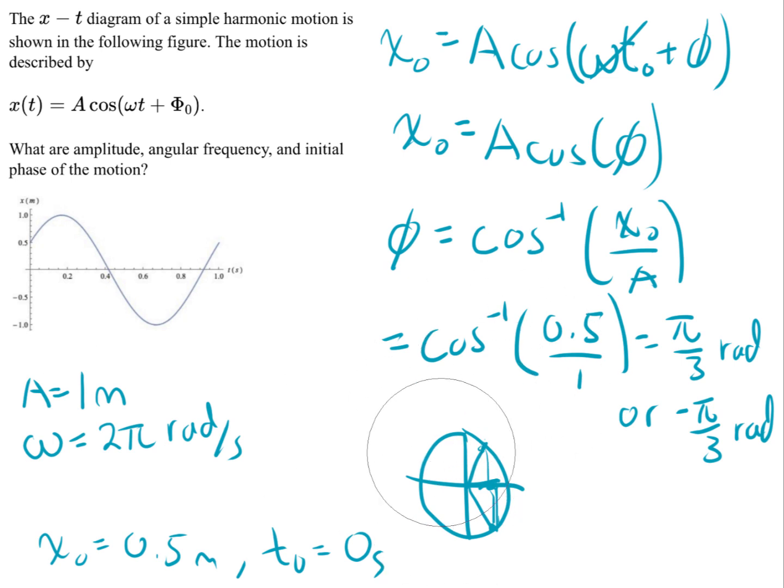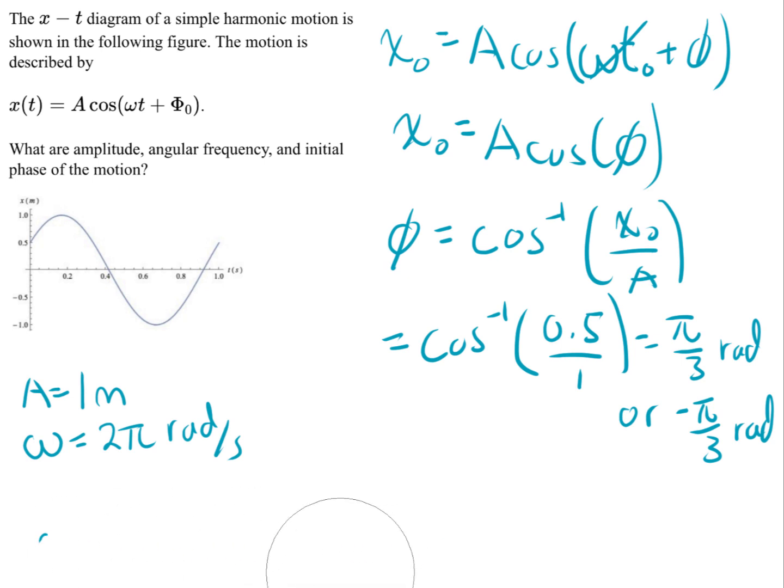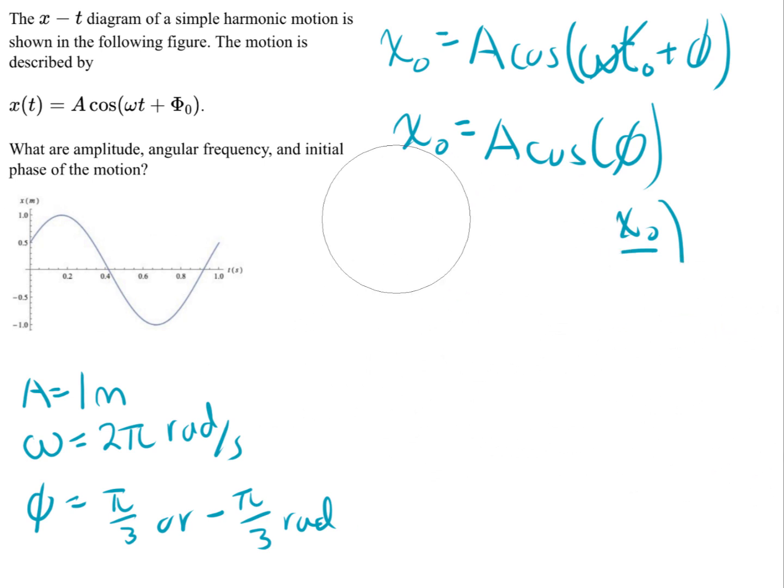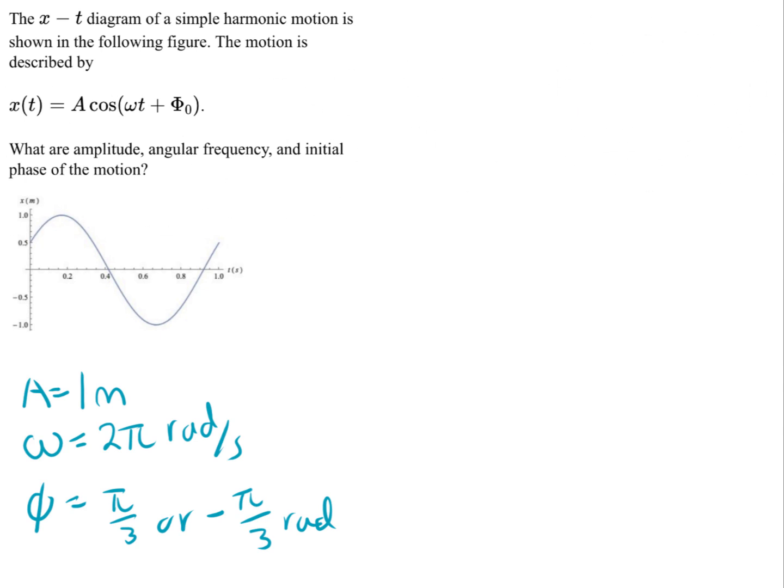So we actually can't tell which one the phase constant is just yet. We actually need to solve for that. So I'm going to say that the phase constant is currently equal to pi over 3, or minus pi over 3, in radians. And this is not the final answer. We're going to have to solve for this using another method.